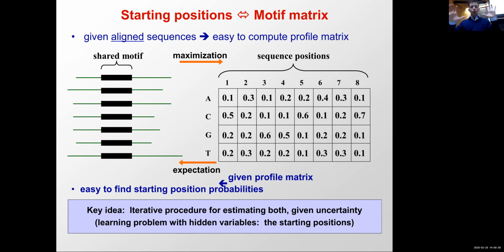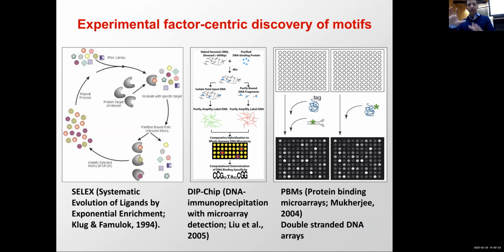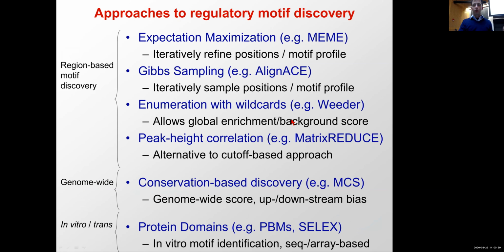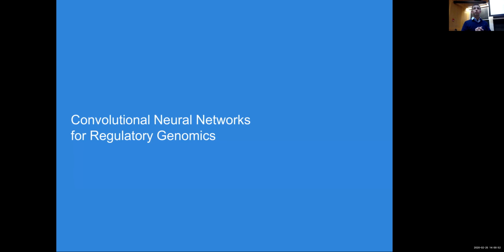Okay, awesome. So that's the key idea behind traditional motif discovery, and there's many technologies for inferring these motifs experimentally, and many ways of inferring these motifs computationally: expectation maximization, Gibbs sampling, enumeration, correlations with peak height, evolutionary conservation, learning about protein domains, etc. So there's many ways of doing this traditionally. What we're going to focus on today is how we use deep learning for doing this systematically.